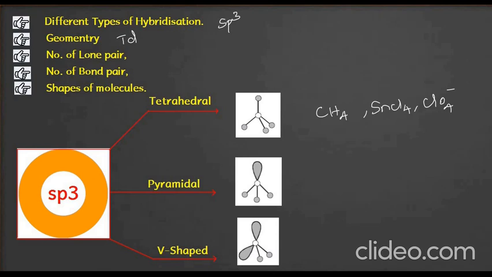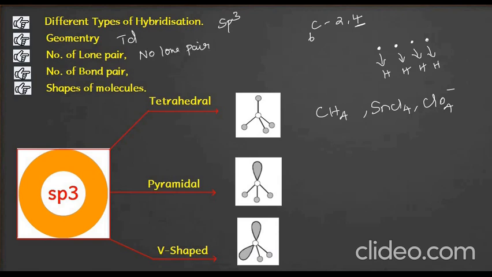Let's write TD. And for lone pair, whether it is present in the carbon or not, just put the 4 dots, because the carbon atomic number is 6 and the electronic configuration is 2, 4. So the outermost electrons are 4. So we can occupy each of these electrons by hydrogen. Okay, so there is no lone pair. So no lone pair means 0 lone pair.